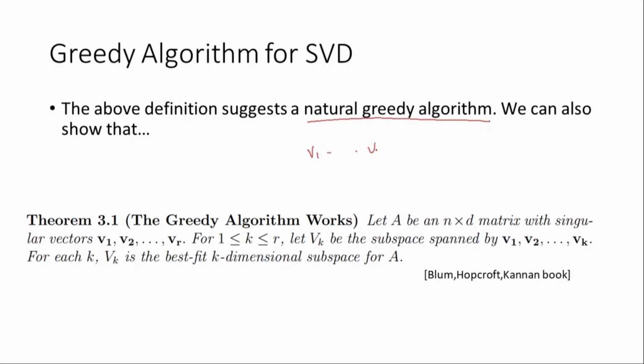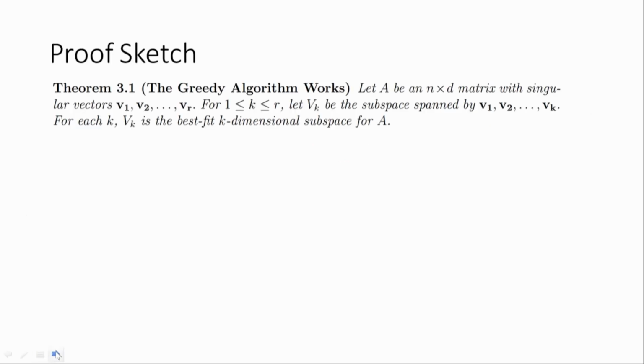So this suggests a very natural algorithm for doing SVD, and you can show that whatever V1, V2, ..., VR you are getting, that's exactly the same as the singular vectors of A. Right, and there's a very nice induction based proof of that. I was thinking about proving that, but I don't think we have time for that. Let us skip that proof.